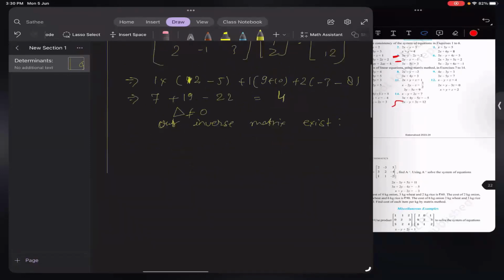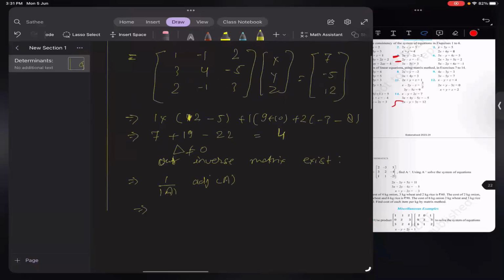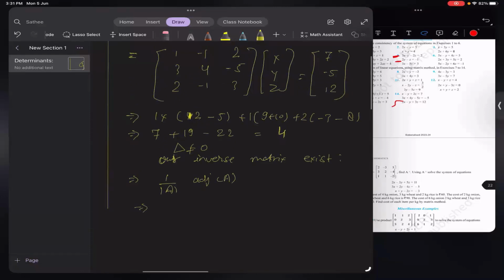Okay, so our inverse matrix should be 1 by determinant of A times adjoint of A. So if we find the adjoint matrix, firstly let's calculate the cofactor matrix. So our cofactor matrix should be: this would be 7, this would be minus 19, and this should be minus 11, and this would be 1, minus 1, minus 1, and this would be minus 3, 11, and 7.